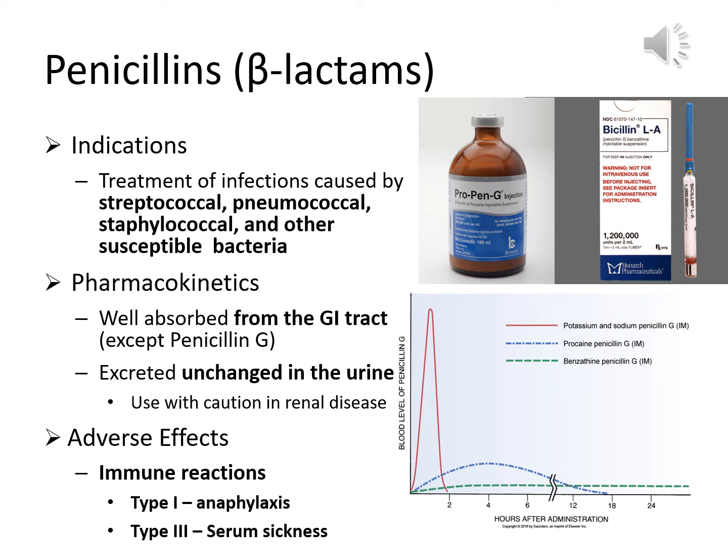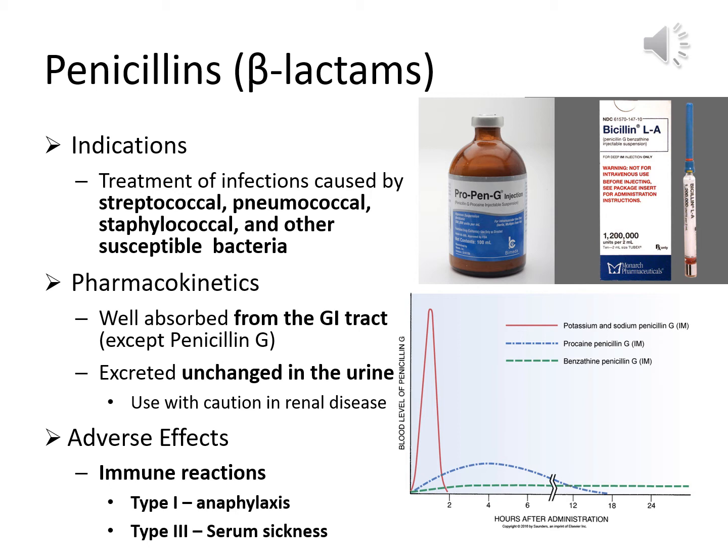So the indication for penicillin use, or specifically beta-lactam use, would be the treatment of infections caused by susceptible bacteria. Some common ones that we see are streptococcal infections, pneumococcal infections, staph infections, and I put on there the other susceptible bacteria. Again, we could have some gram-negative ones in there as well, depending on which penicillin we decide to use.